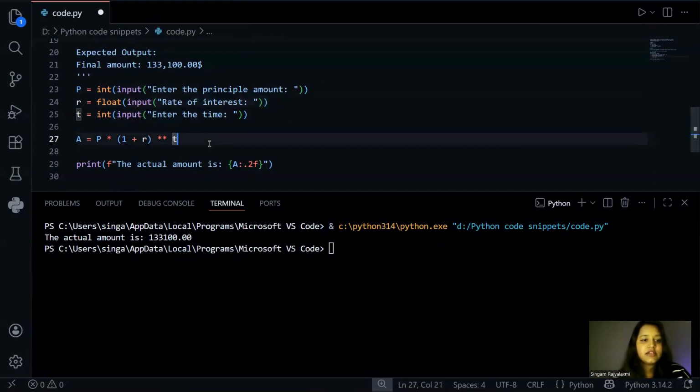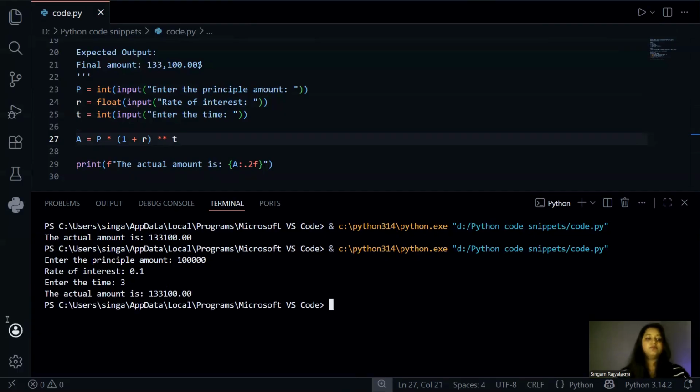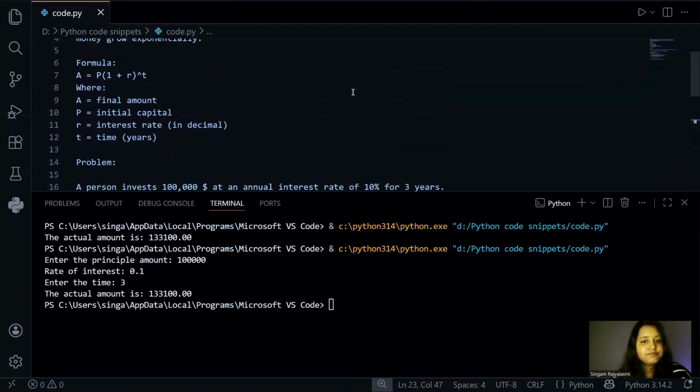And this will calculate it and it will give us the output. So the principal amount 100,000 and rate of interest 0.1 and enter the time 3. So this is how we can give input as well.